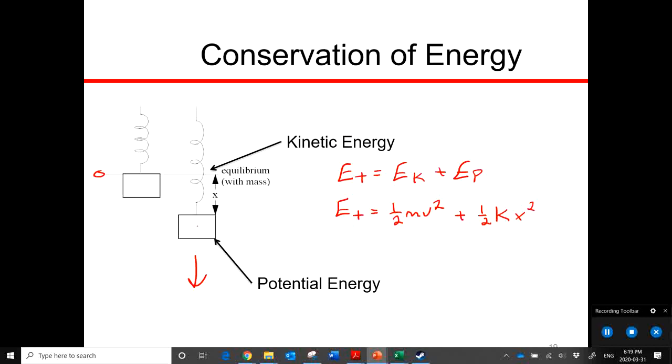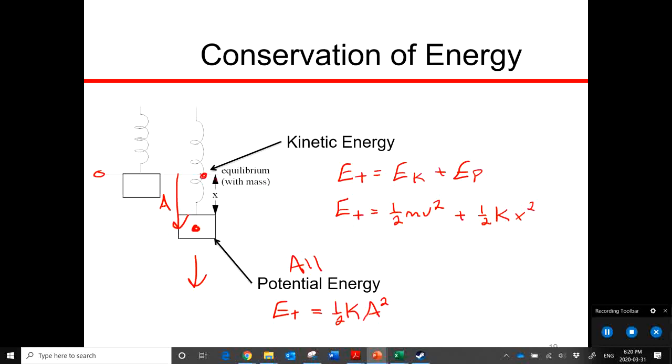Now something important to note, at the bottom here, when we're down a distance x, which we can call the amplitude, because that's the farthest we are away, so it's the amplitude of our spring, all of the energy here is potential energy. So it's all potential. That means our total energy at this point at the bottom is equal to 1/2 k, the spring constant, times the amplitude squared. So that's when we're at the very maximum distance away from equilibrium.